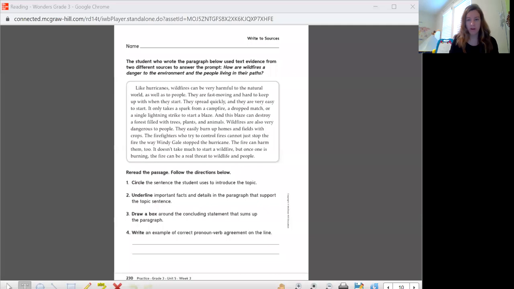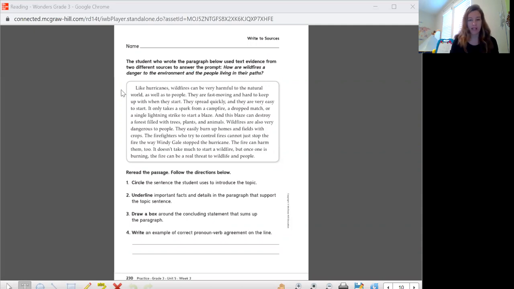Okay, this time we're going to be writing to sources. So we're analyzing the structure of a paragraph here. It says the student who wrote the paragraph below used text evidence from two different sources to answer the prompt, how are wildfires a danger to the environment and the people living in their paths? So this is sort of the opposite viewpoint of what we read in wildfires, where we learned that wildfires are actually in many ways beneficial to the environment.